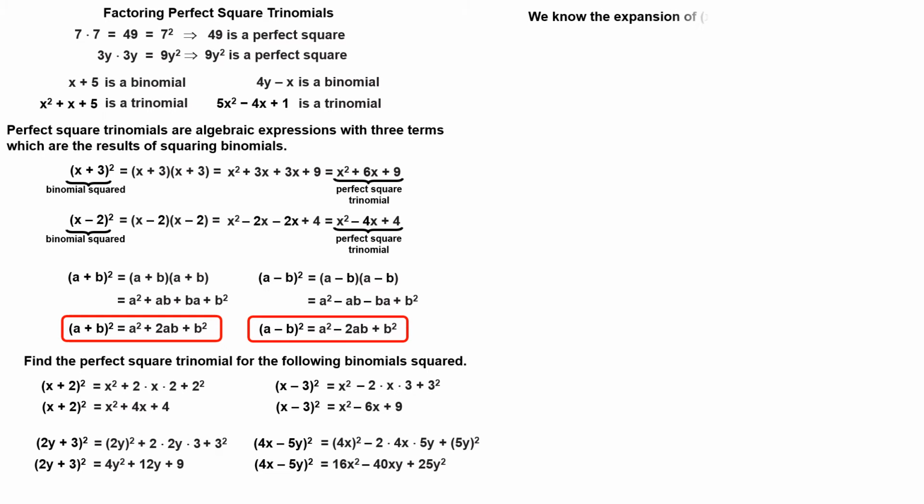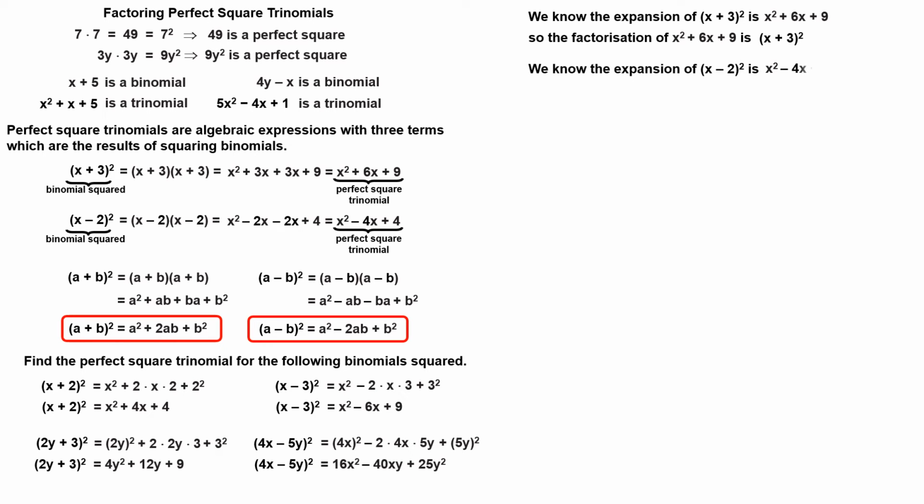We know the expansion of this binomial is this trinomial. So the factorization of this trinomial is this binomial. We know the expansion of this binomial is this trinomial. So the factorization of this trinomial is this binomial. So a perfect square trinomial can be factorized into a binomial multiplied to itself.